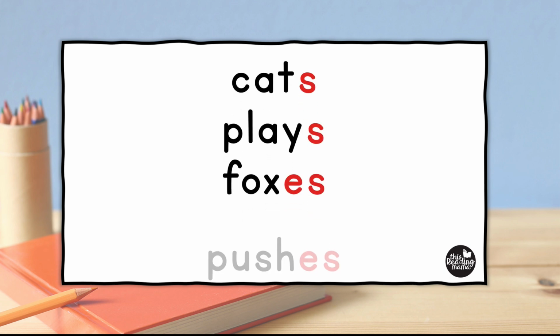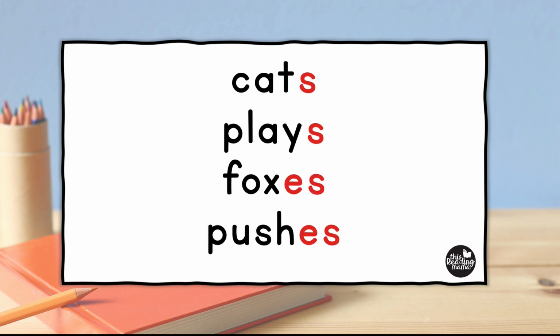Final S and ES are two of the most common suffixes in the English language. These suffixes appear on the end of words like cats, plays, foxes, and pushes. In words like cats and boxes, the S and ES make those nouns plural. In words like plays and pushes, that S and ES are being added to verbs to show something is happening in the present tense.